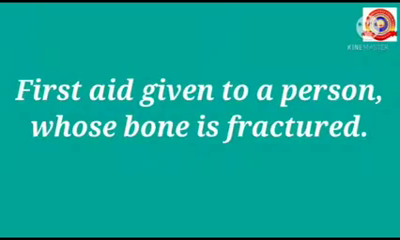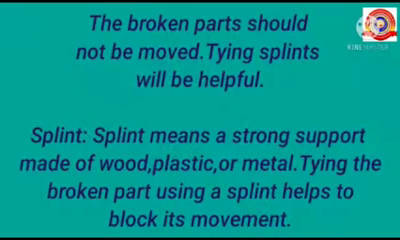Children, let's look. What are the first aids given to a person whose bone is fractured? The broken parts should not be moved. Tying splints will be helpful. What is a splint? Splint means a strong support made of wood, plastic or metal. Tying the broken part using a splint helps to block its movement.